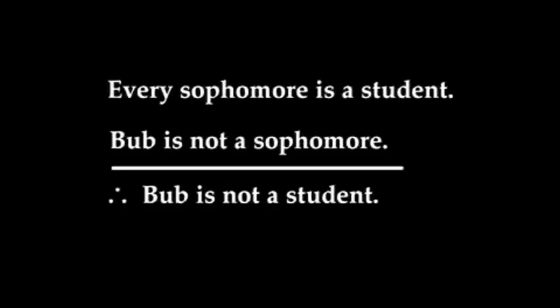Every sophomore is a student. You're not a sophomore, so you're not a student. Well, both the premises are true, but the conclusion's false, so the argument must be invalid. So you're telling me that what makes that argument bad is that it's invalid. Yep. Good job. Now we've got a puzzle.